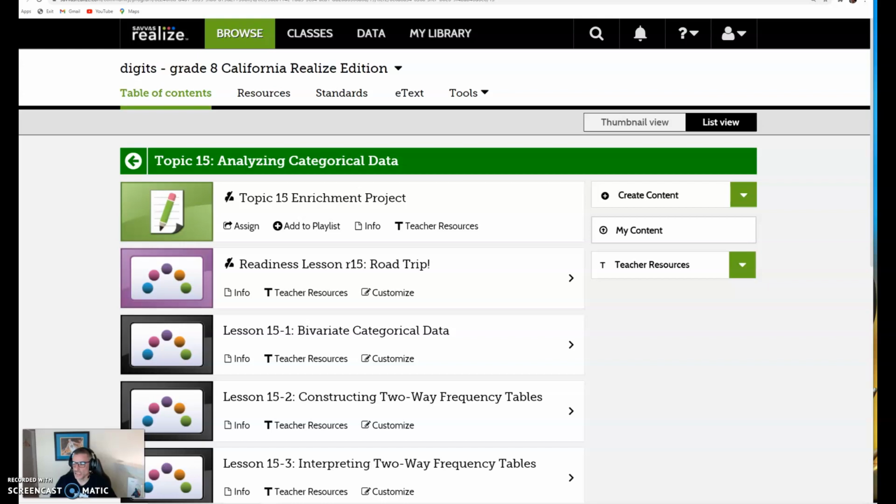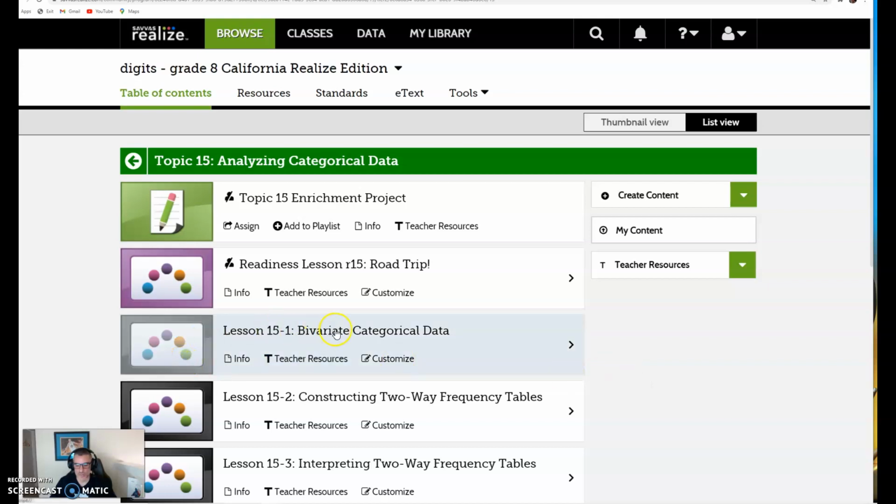Topic 15 is all about analyzing categorical data. That means information that can be fit into categories, but not measured, right? It's not something that we're measuring and assigning a value to. It's information that we're placing into categories. So we're going to see some examples of that here in a second.